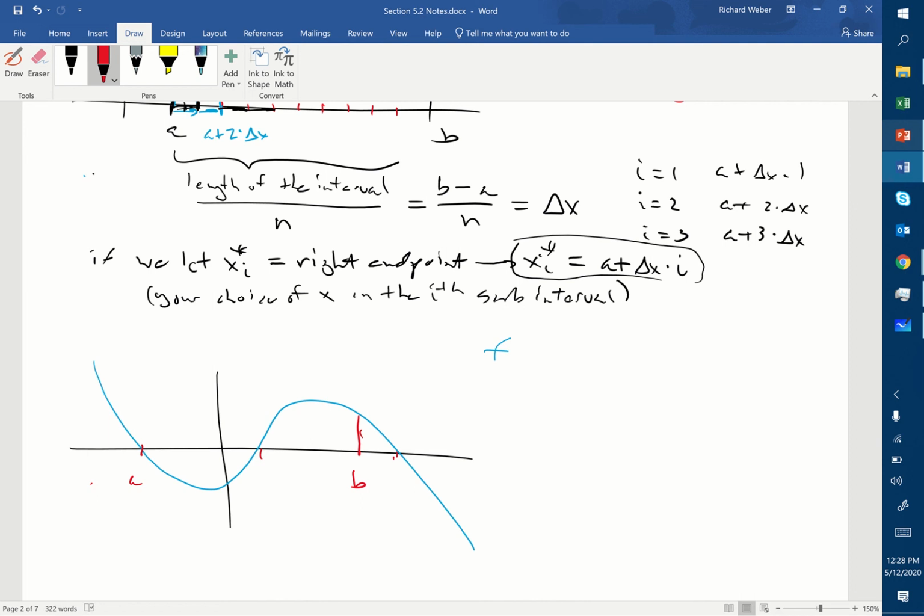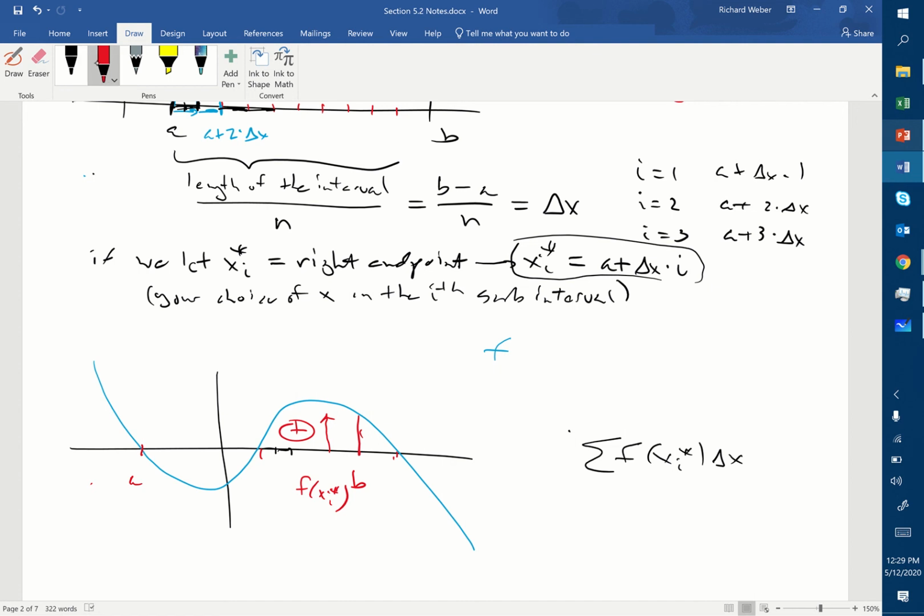In this region, your function values, f of x sub i star, are positive. So when you're doing your sum, summation f of x sub i star times delta x, remember delta x is the length of each subinterval, like so. When you're doing that, all your function values are positive, the delta x is positive, so you're going to get a positive sum.